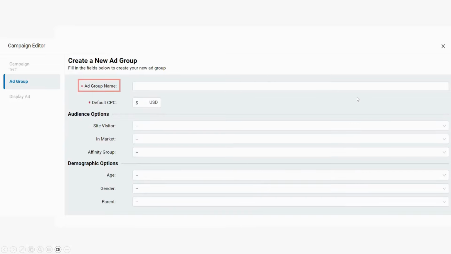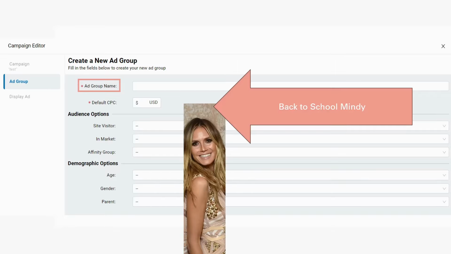Okay, so let's go through the steps of creating an ad group together. For your ad group name, you want to consider what your campaign was about. So if your campaign is for the American Dream backpack, then look back at who you targeted for this campaign. So who were your personas? For example, I have here Heidi Klum as my back to school Mindy. Okay, so if you have an ad group for her persona in your search campaign, then it would make sense for you to make an ad group in your display ad campaign for back to school Mindy.